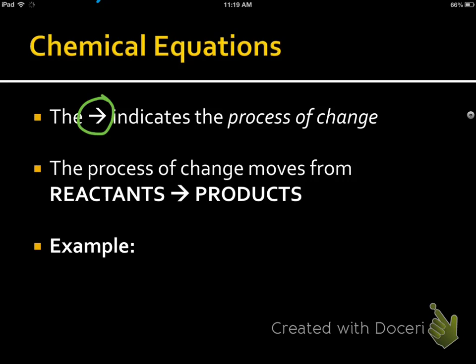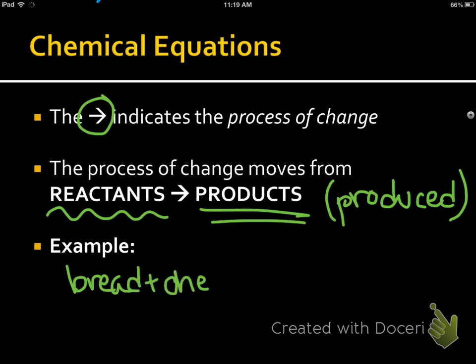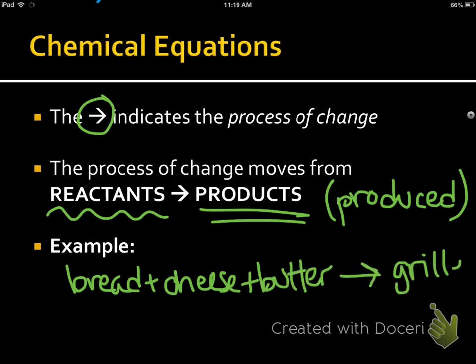So then chemical equations, the arrow is going to indicate the process of change or the way it's going. So all of the change is going to go from reactants to products. So think about it as product, produced. What's produced at the end is going to be your product. So kind of the same word. So an example is, let's say we talked about, I think, brownies earlier. We could even go back to our grilled cheese example. So bread plus cheese plus butter makes grilled cheese.